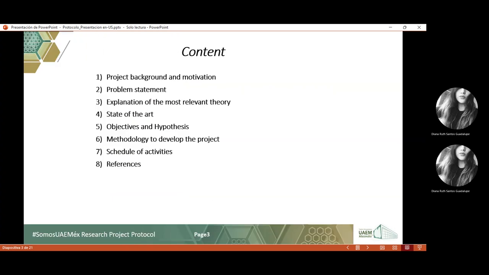The content we will cover is: project background and motivation, problem statement, explanation of the most relevant theory, state of the art, objectives and hypotheses, methodology to develop the project, schedule of activities, and references.